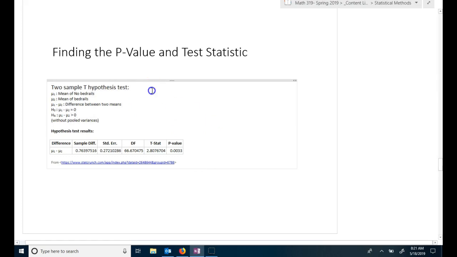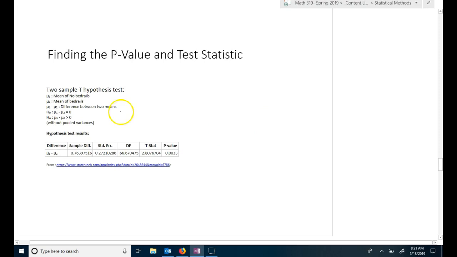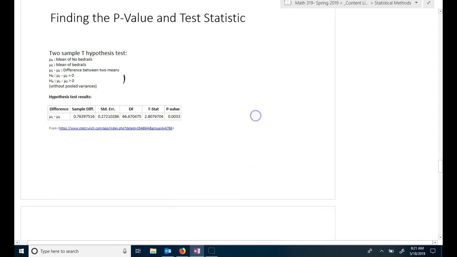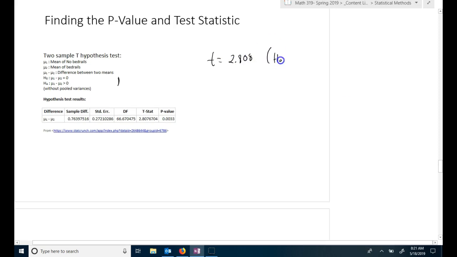All right, let's take a look now at the two-sample t hypothesis test. You notice that it has our null and alternative hypotheses written in those alternative forms. It's got my sample difference and my standard error, okay? And then it has a t-stat, and this t-stat is the test statistic. So that's t equals 2.808, okay? And that actually tells me how many standard deviations we are away from no difference.